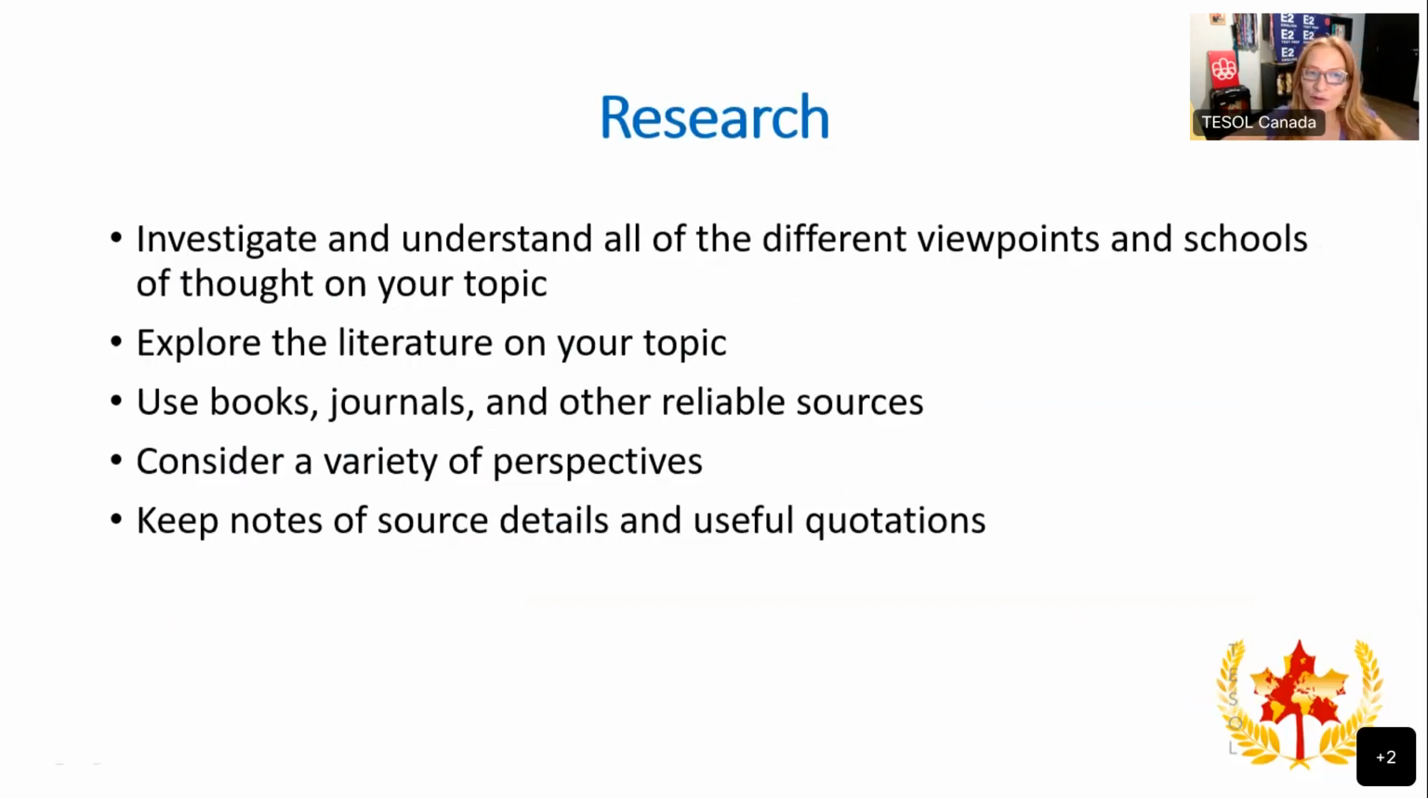And always keep notes of sources and details and useful quotations. So you should start by organizing a file in your computer. In the file, it's research paper, and then material to read, material read. When you're reading the material, even if it's a PDF nowadays, you can use the tools of highlighting and making notes. All of that is really important because when you go back to your sources, it's already highlighted and the important points are there. You don't have to reread the whole article again.